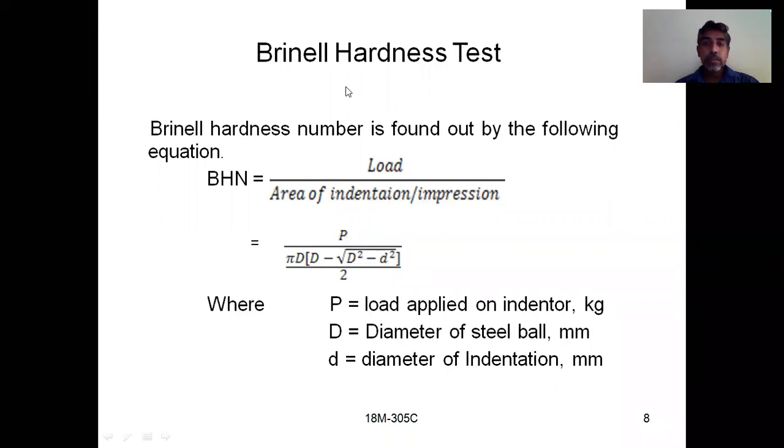See here. Here P is the load, and here capital D is the diameter of the steel ball, whereas small d is the diameter of the indentation. See here, load applied on the indenter in kgs, diameter of steel ball in mm, and diameter of the indentation in mm we have to consider while calculating the BHN number. This is the procedure to find BHN number by using a Brinell hardness testing machine.